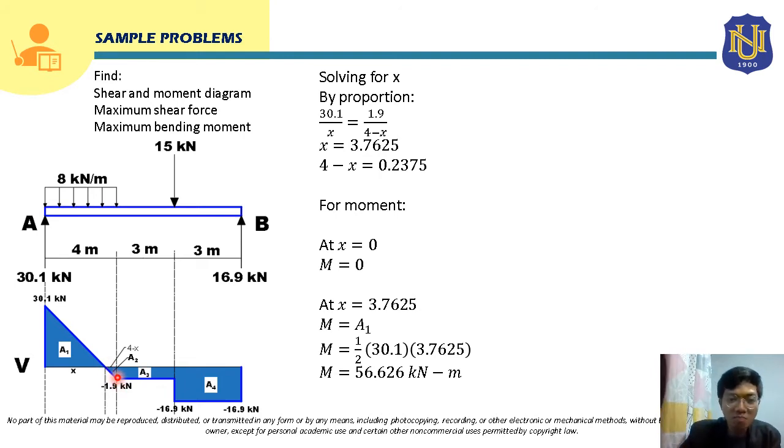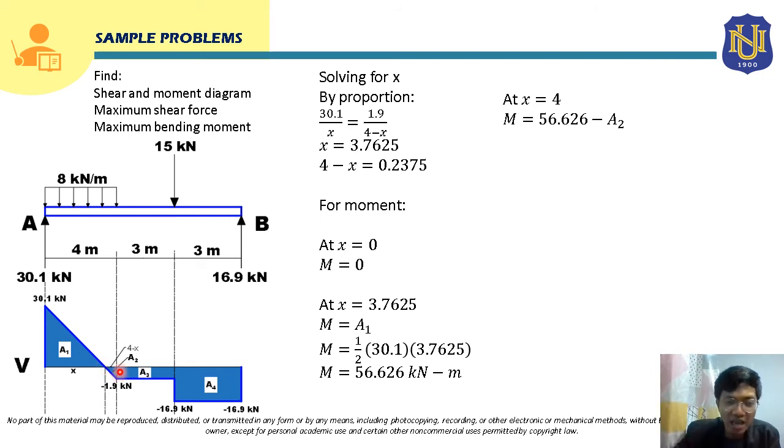So at this point, the x here is 4 meters. Our distance here is 4 meters. At this point, we can solve the moment here. Of course, we are going to use the previous moment, which is 56.626, and then sum up the next area here. In this case, the next area here is this area 2.